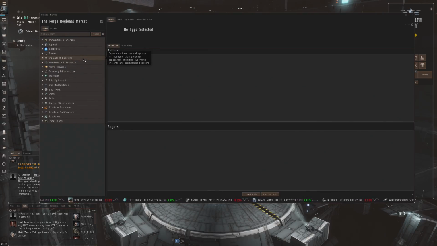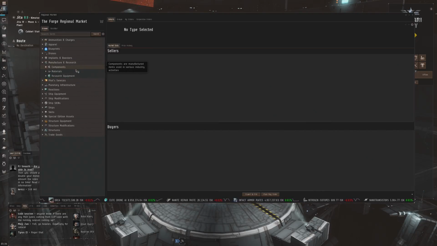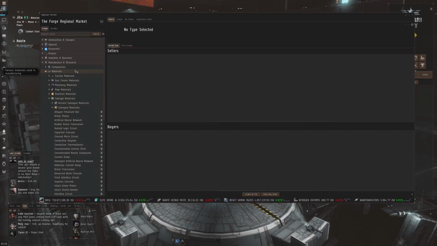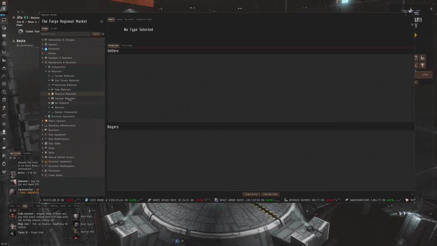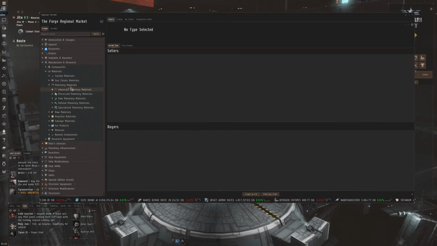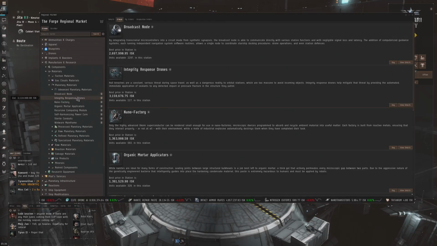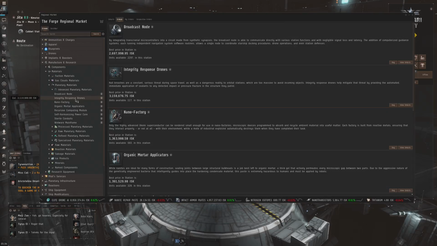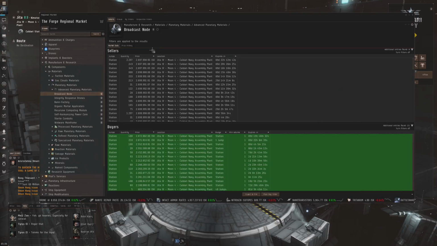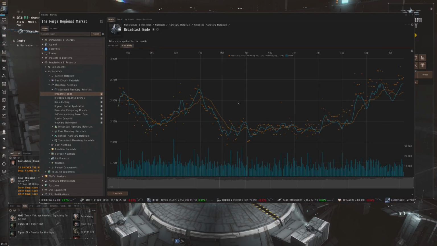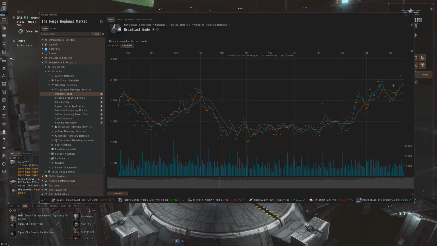So the first winner is the one that I basically was planning to go for, but completely mistimed. Those would be the advanced PI materials. So if we go for planetary materials, these broadcast nodes, integrity response drones, nanofactories are basically the PI building blocks that you need in structures in EVE Online, and especially in the refineries as well. So if we just take a look at the charts here, you can clearly see that the broadcast nodes have gone up in price up to 2.75 million and are currently sitting very close to a 1 year high.